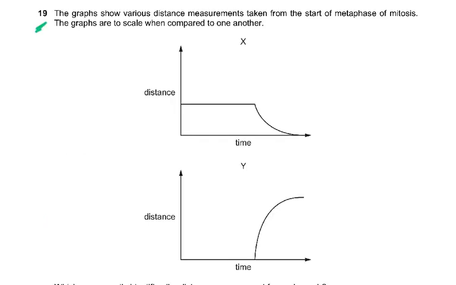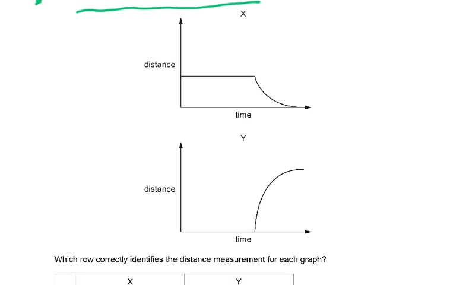Question number 19. The graph shows various distance measurements from the start of metaphase of mitosis. The graphs are to scale when compared to one another. Now you can see X, the distance was, I always say put figures on it, say the distance was 5, so it remains 5 and then it's decreasing, going down to say 1. And here if you put figures 1, 2, 3, 4, 5, we see that at this time the distance was 1 and then the distance is increasing 1, 2, 3, 4 and then it stays constant, say at 5 or 6. This is how you explain graphs to yourself.